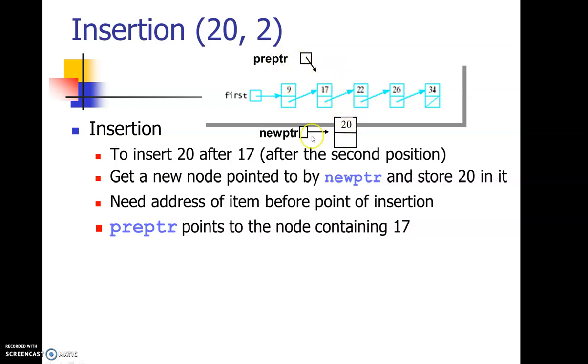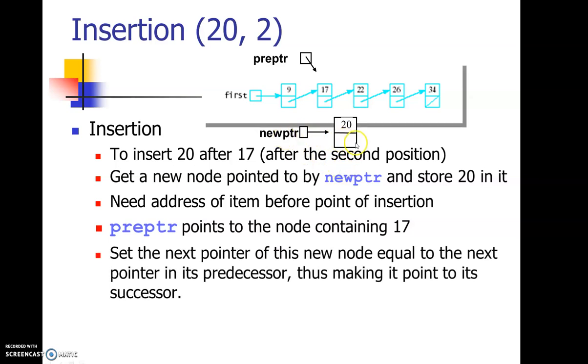So once we have all of these three things ready, we are ready to make the link. Because you can see that for the new PTR, this next part needs to point at the address of item 22. And where is the address of item 22? It's actually the pre-PTR's next part. Point at that address. So what you need to do is make new PTR next over here point at that address, so that we can properly link the new item to the next item.